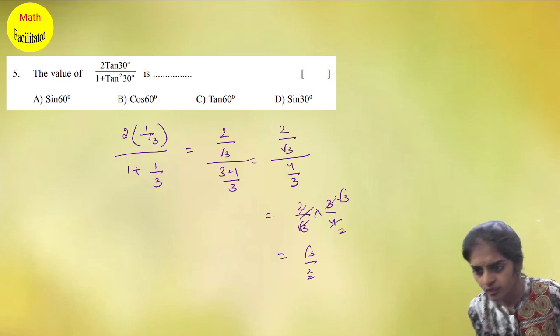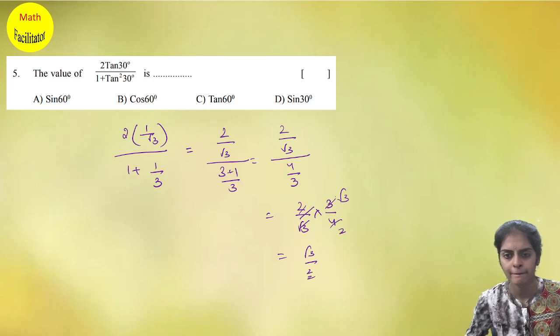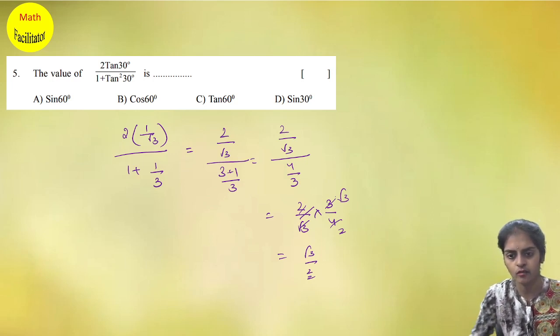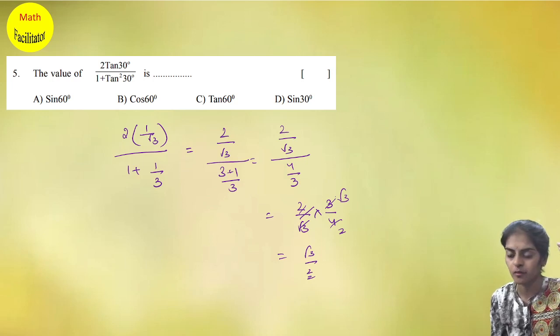What did I get as the value? One second. Root 3 by 2, there is no such value here. Let me just check what I have done. So 2 times 1 by root 3, divided by 1 plus 1 by 3, which is 4 by 3.